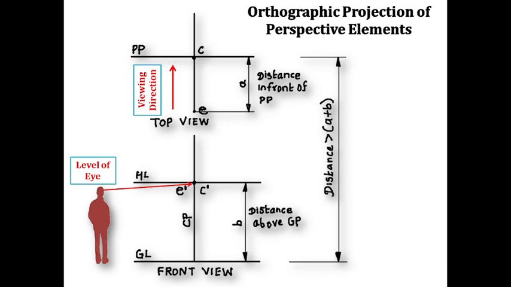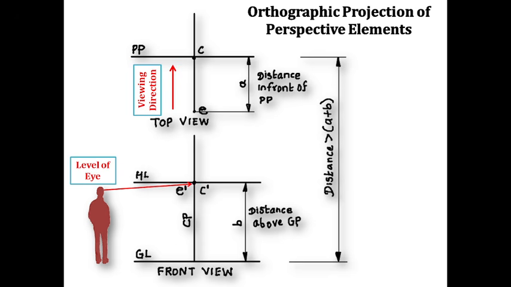The station point, or SP, represents the position of the observer's eye. All visual rays originate from this point. The level of eye, also called the horizon line, represents the height of the observer's eye above the ground plane. The viewing direction indicates the direction in which the observer is looking towards the object.